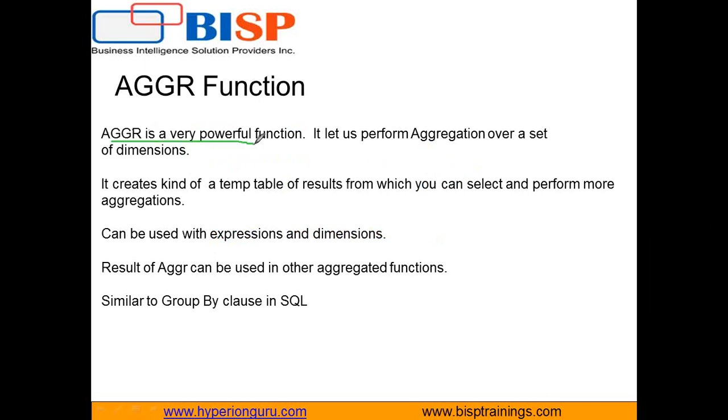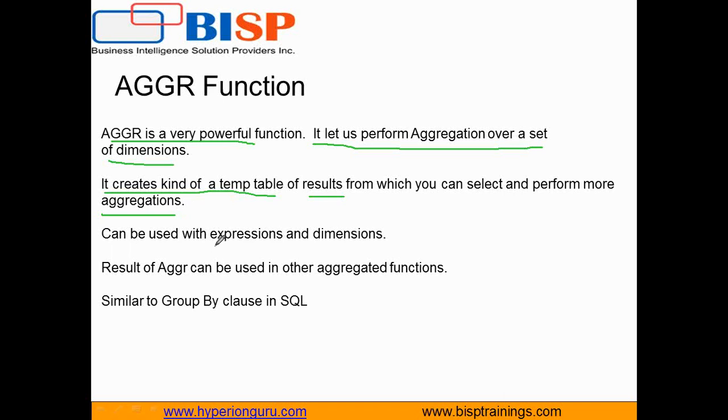AGGR is a very powerful function and it lets us perform aggregations over a set of dimensions. It creates a kind of temporary table of results from which you can select and perform more aggregations. So by using the AGGR function, a temporary table will be created after the calculations, based on the results we get. The results are stored in a temporary table, and then we can pull the data from the temporary table and prepare charts, reports and dashboards based on that data.